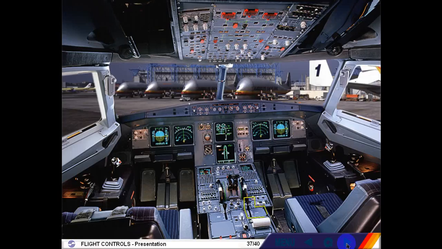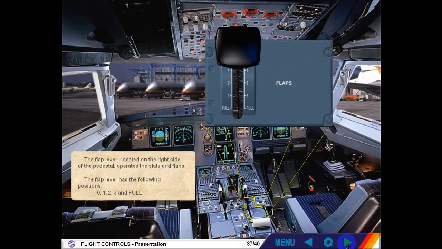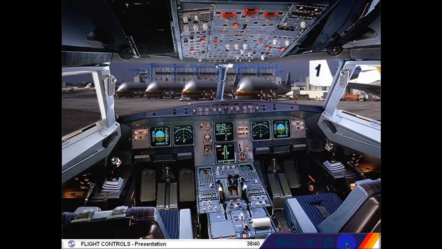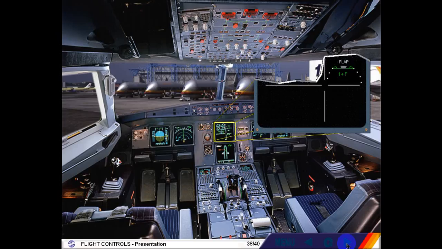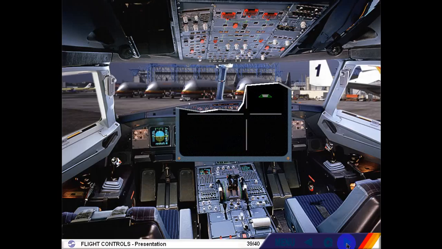The flap lever located on the right side of the pedestal operates the slats and flaps. The flap lever has the following positions: 0, 1, 2, 3 and 4. The flaps and slats information is shown on the engine warning display. The flap and slat positions are indicated by white dots. Here the surfaces are extended to position 1 plus F. This is the flap 0 indication. Notice there is no labelling with this setting.